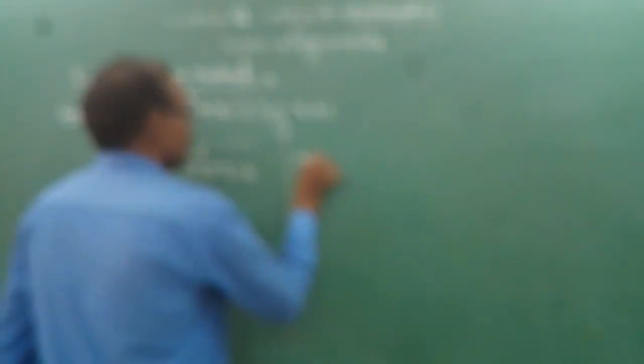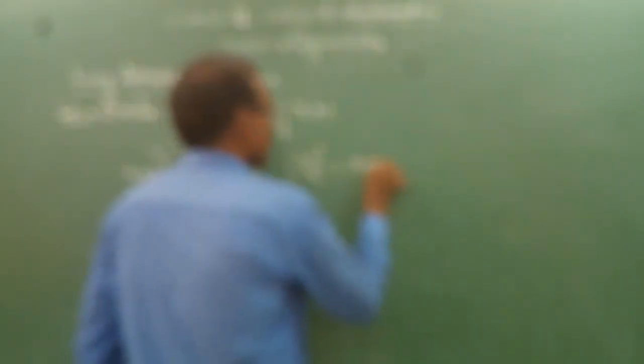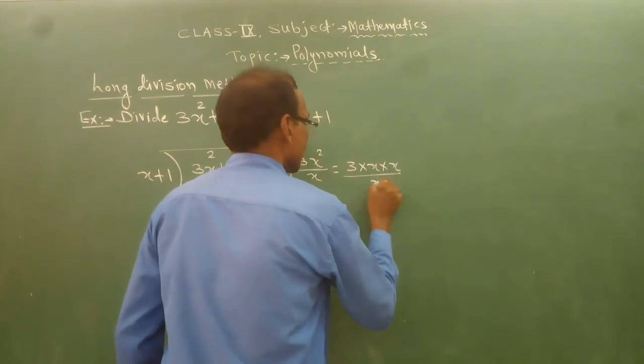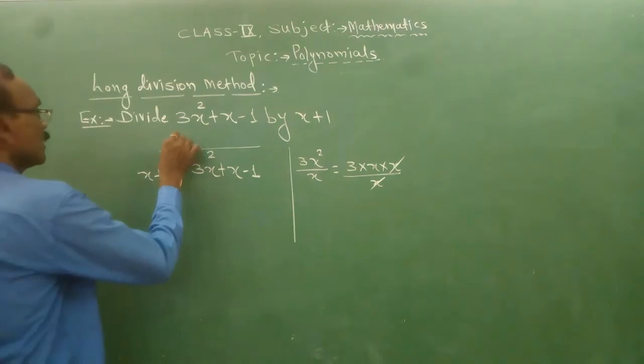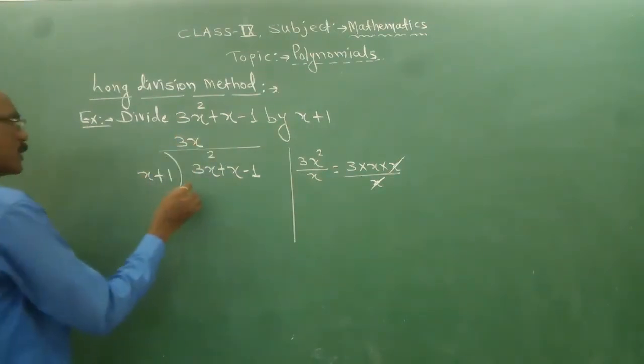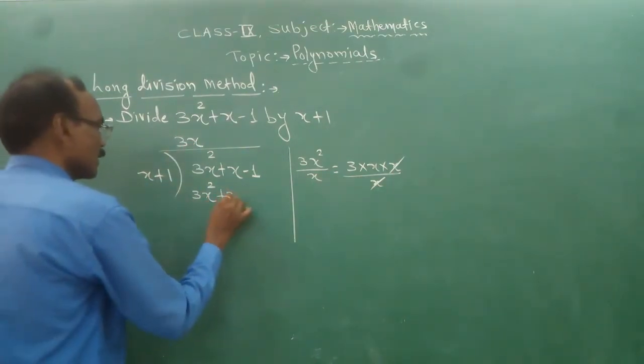So using long division method, 3x square plus x minus 1 divided by x plus 1. First of all, you divide this first term by this first term. That is divide 3x square by this x. It means 3x square means 3 into x into x divided by this x, you get x cancel. You are getting here 3x only. So it is 3x. 3x into x, that is 3x square. 3x into 1, plus 3x.